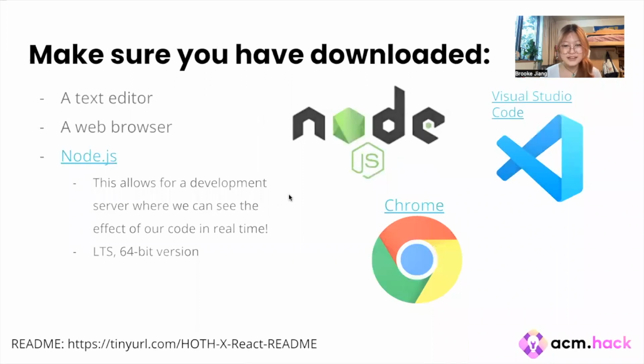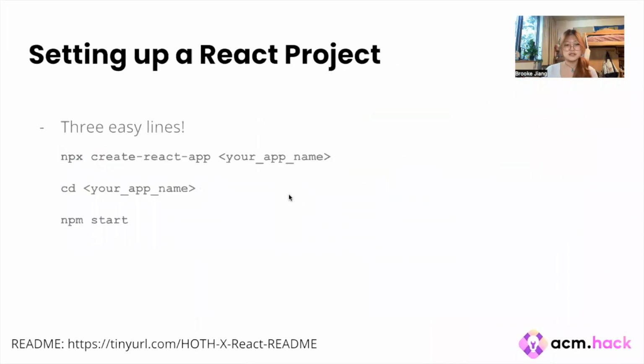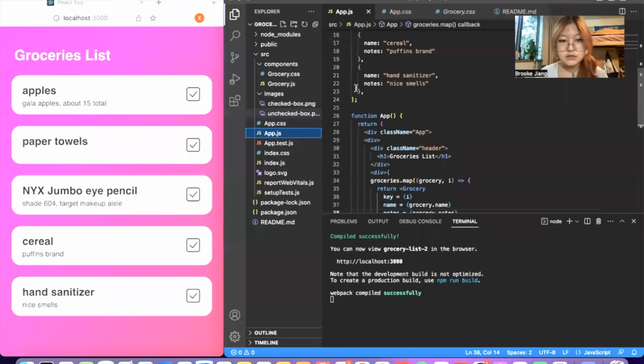Okay. Now, actually setting up a React project. There's just 3 easy lines, and we're going to type them in terminal. We're going to do npx create-react-app. Let's actually do that right now.